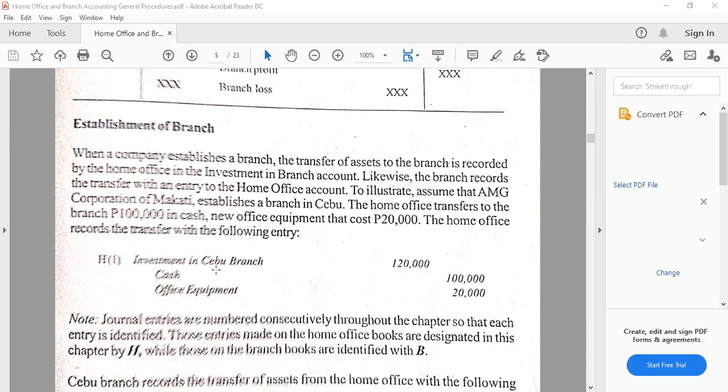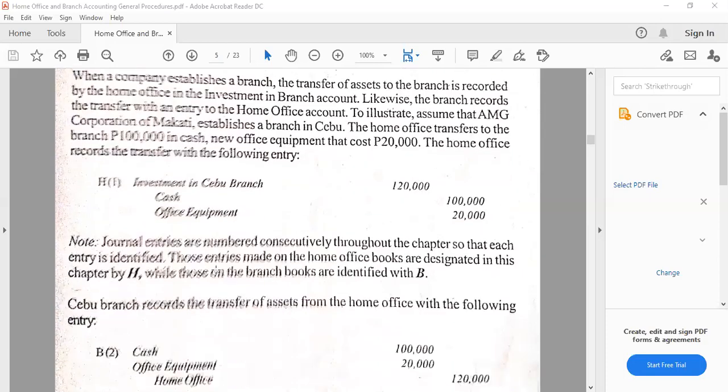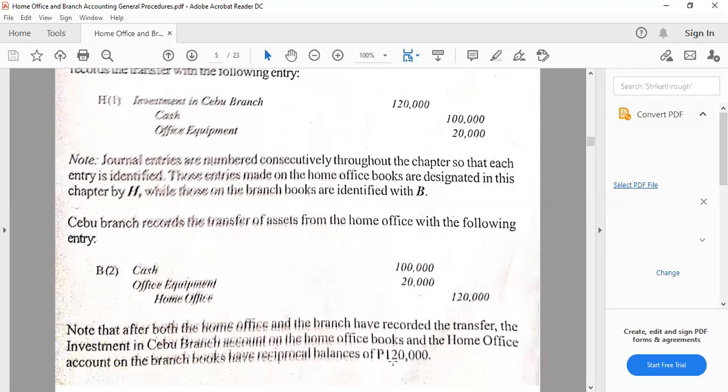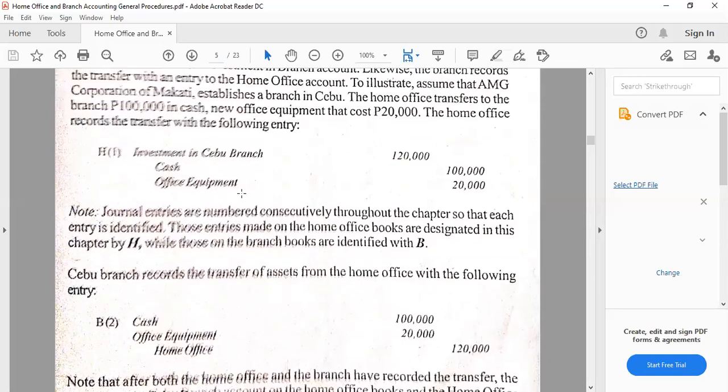So credit cash 100,000, office equipment 20,000, for a total of 120,000. Then this is actually the receipt of the assets transferred from the home office of the Cebu branch. So if this is the entry of the home office, we think of the opposite on the branch.